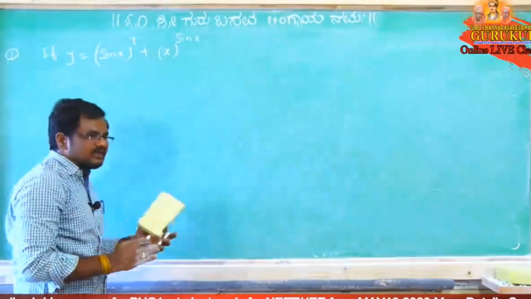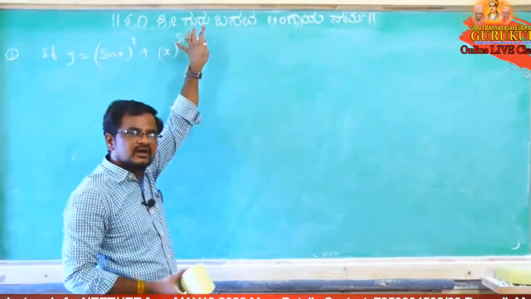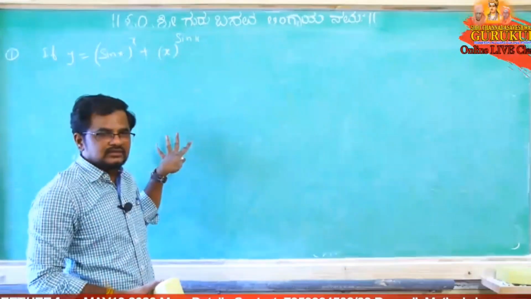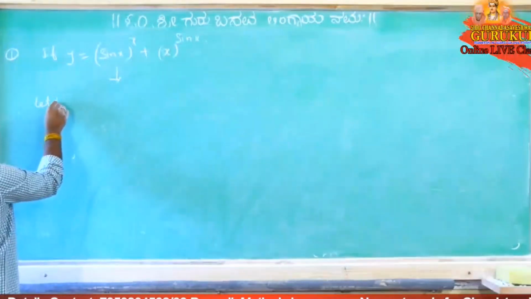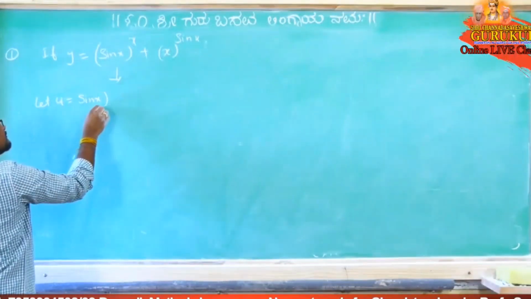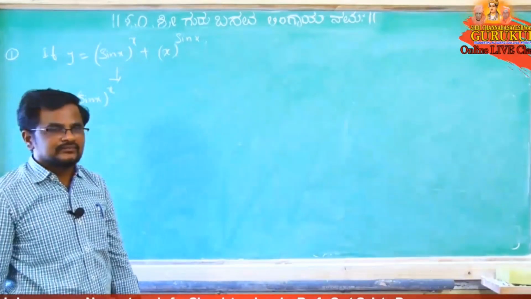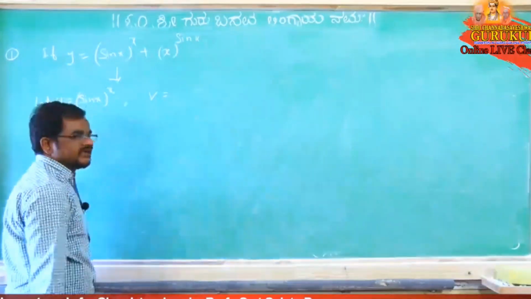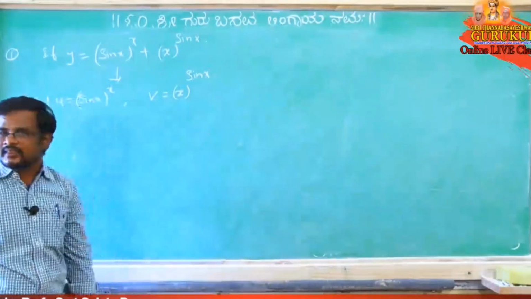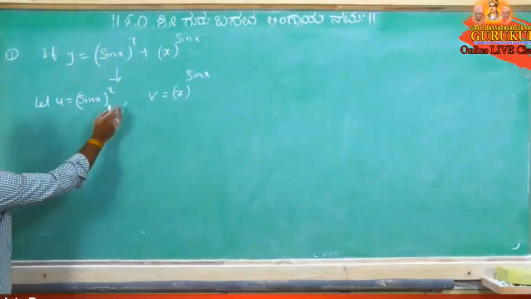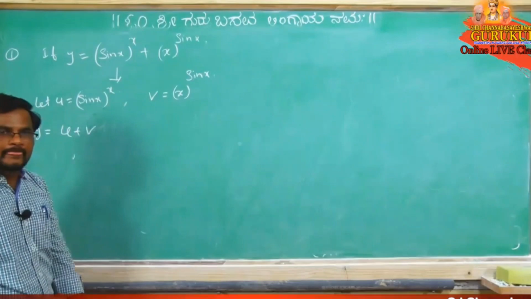Now here the sum of two terms is there. Here also a function to the power of another function, and here also a function to the power of another function. So how to solve? Here also first, listen carefully, let u equal to (sin x) whole power x. Now v equal to x power sin x. Now substituting these two, y becomes u plus v.